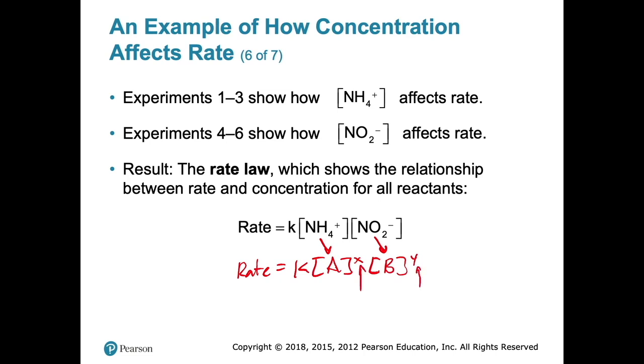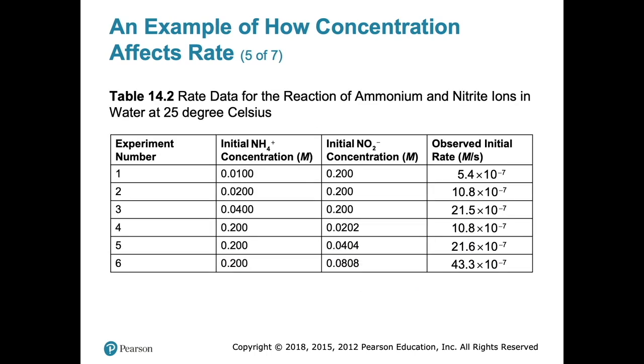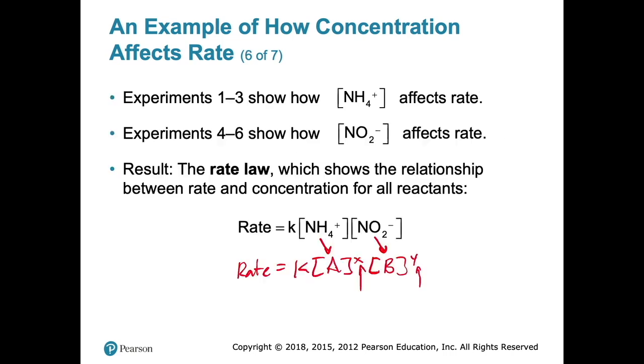And since when we looked at the data on the previous slide, we saw that doubling the concentration of ammonia doubles the reaction rate, and then doubling the concentration of nitrite doubles the reaction rate too, that's called a first order reaction, right? And since the x and the y are the orders of the reaction, by the way, RXN is an abbreviation for reaction, then we know that both x equals 1 and y equals 1 for first order.